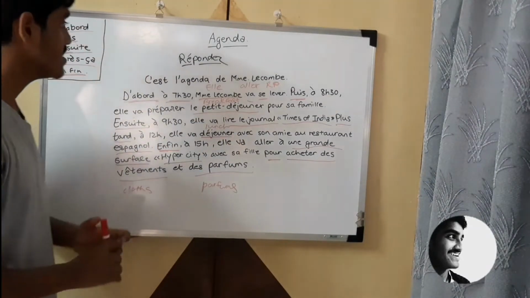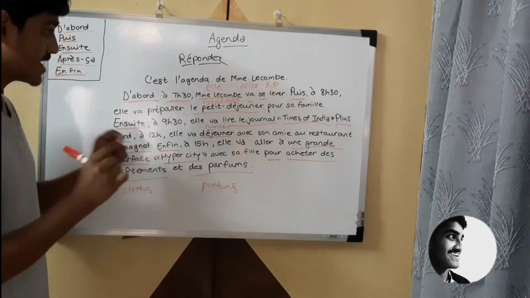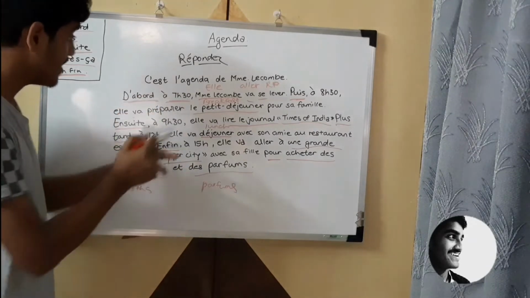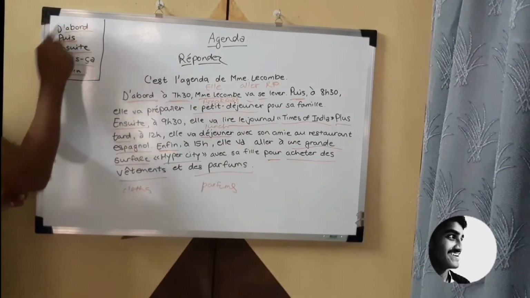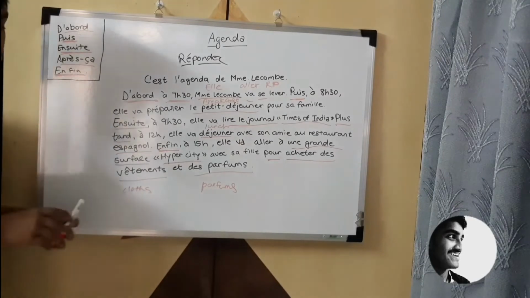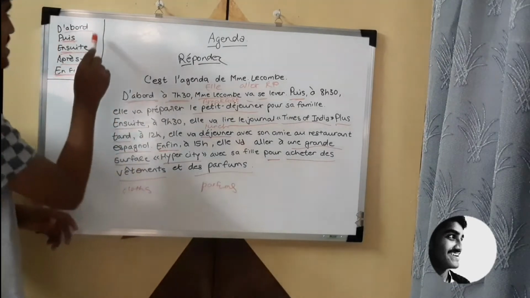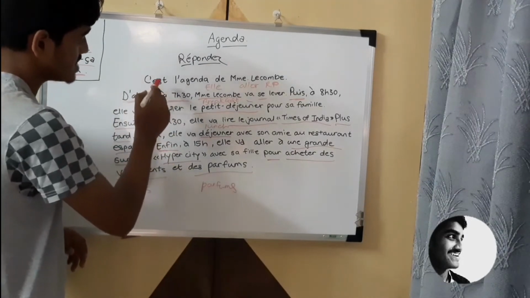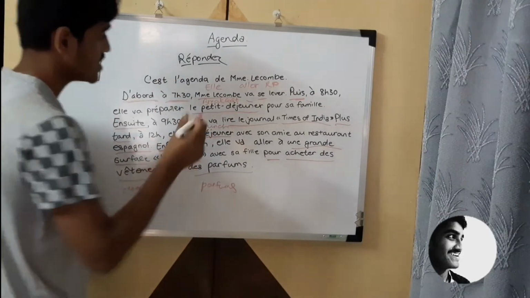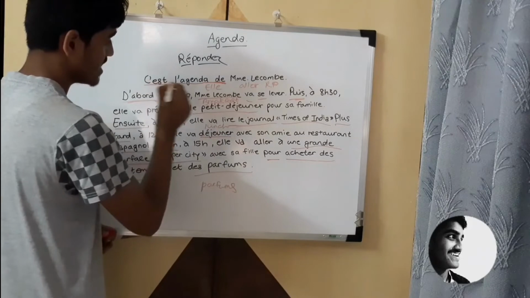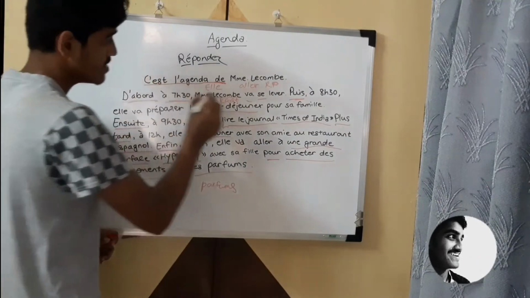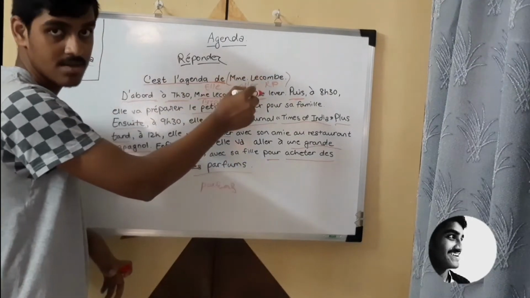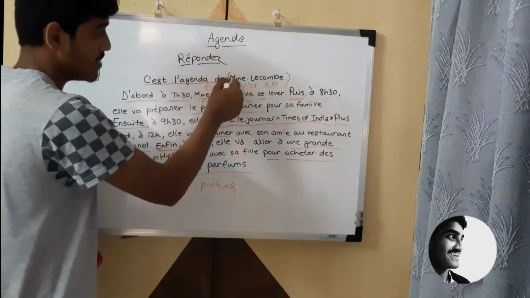So I hope you understand how to write and create the agenda. While writing the agenda, first of all you have to write the connectors, otherwise no marks will be given. Connectors are a must. For starting the agenda, you should write the opening line. This line is important, and the name will come in the question paper. Whatever name is given, you have to write that name only.